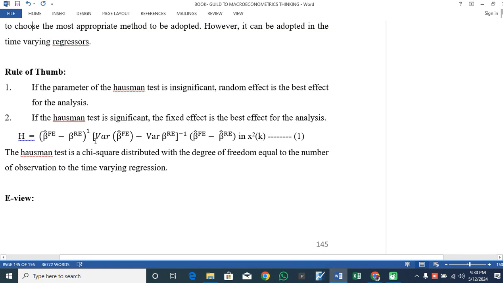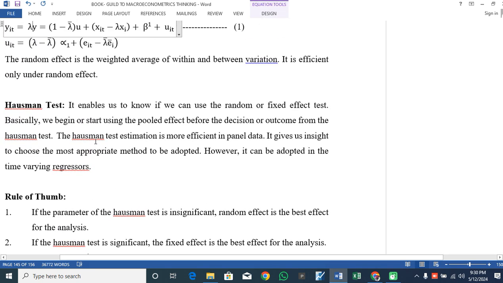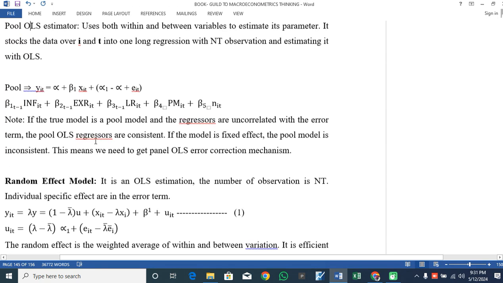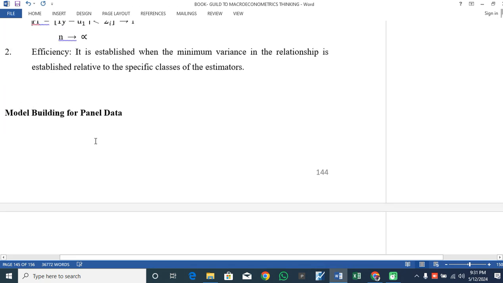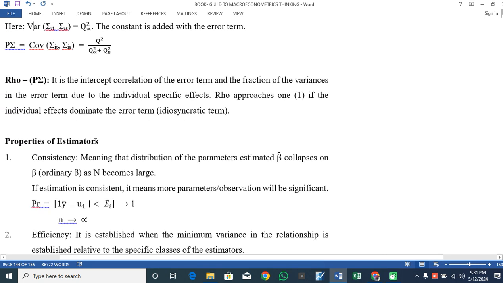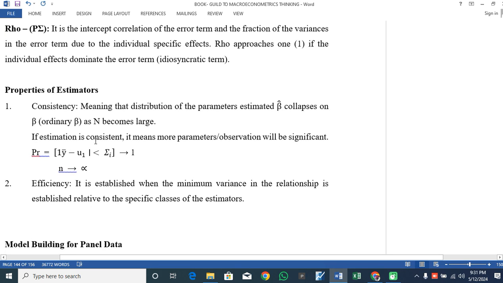So basically, we actually will decide which estimation procedure is appropriate as we proceed further to conduct panel data analysis using the fixed effects, the random effects, the pooled, and individual specific units. But before we proceed further, it will be necessary that we look at the basic properties of estimators in panel data regression. First, we have consistency.